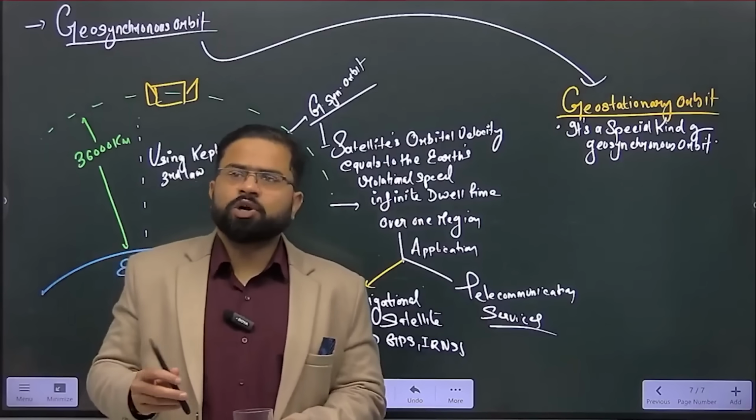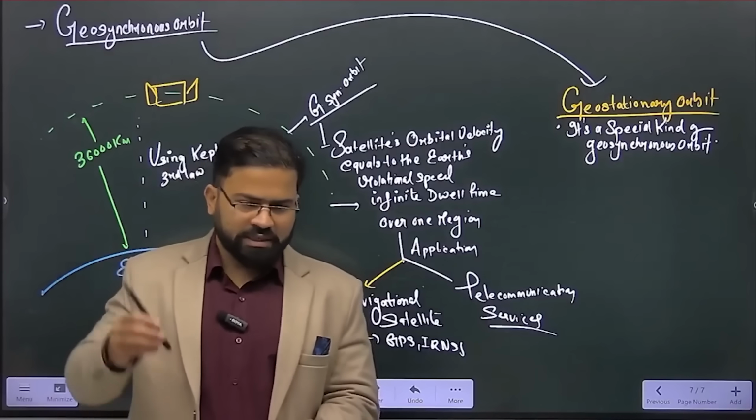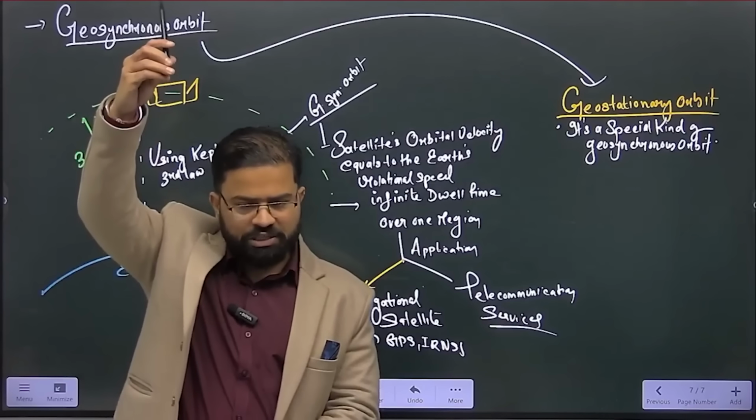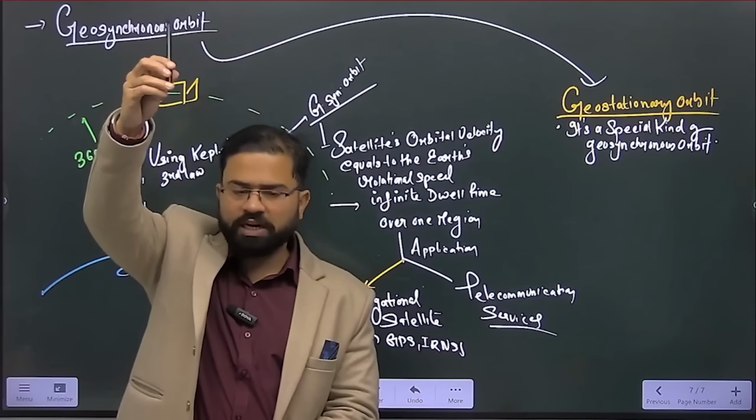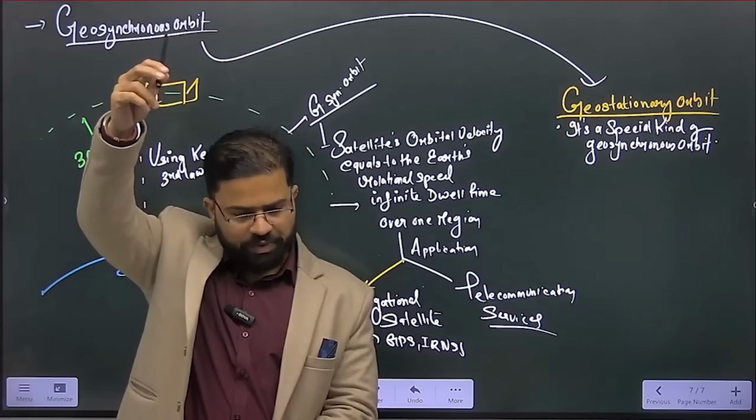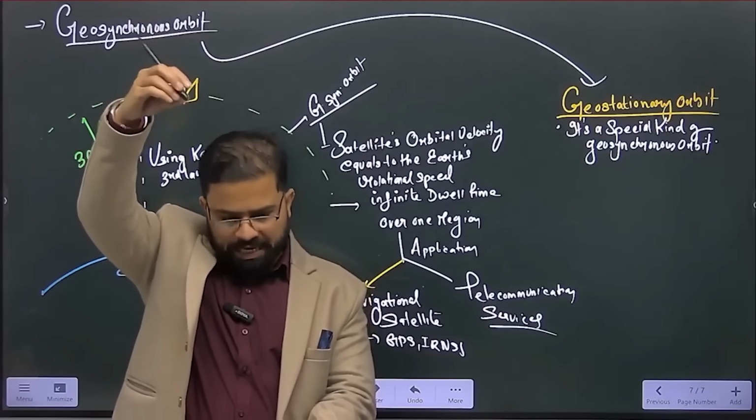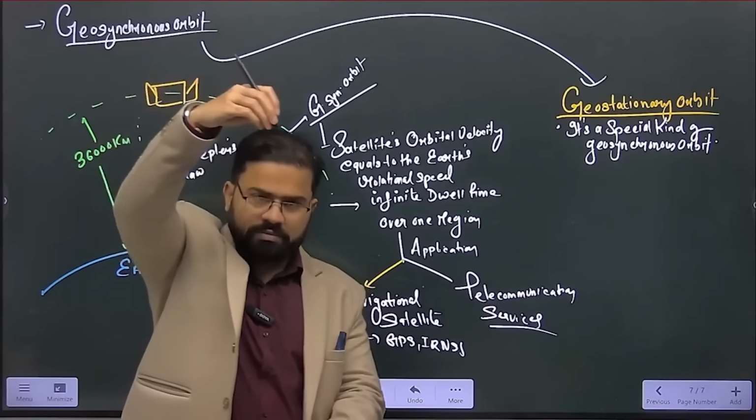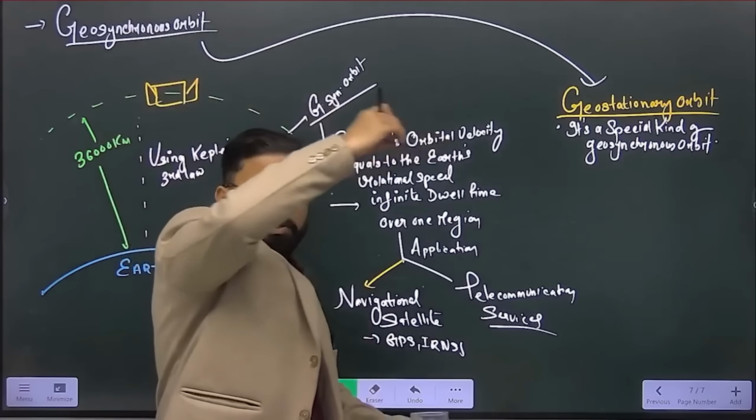But geostationary or geosynchronous satellites are parked at 36,000 kilometers from the surface of the Earth, and because of that they have a speed equivalent to the Earth's rotational speed, so that they continuously monitor this region. Infinite.